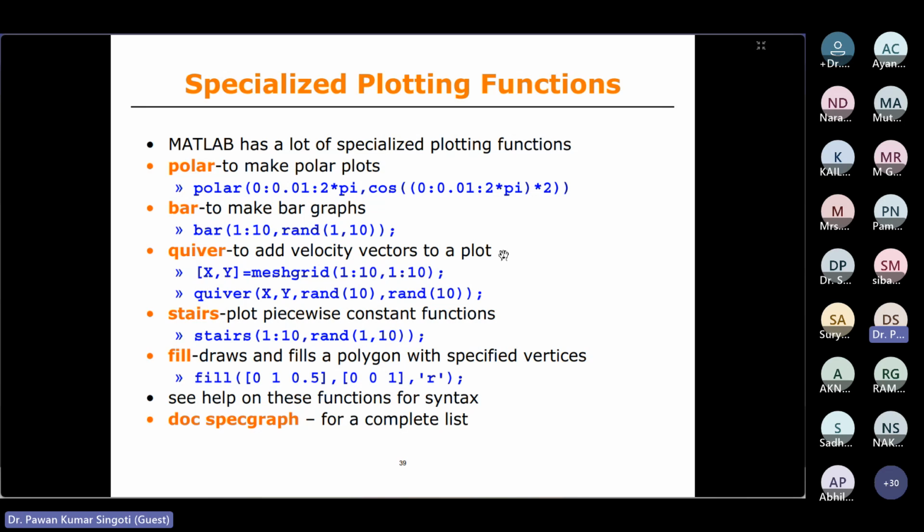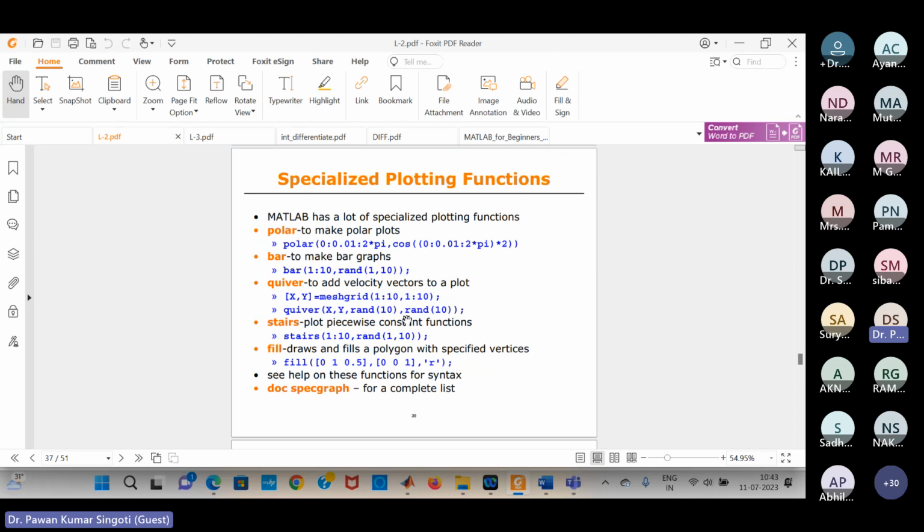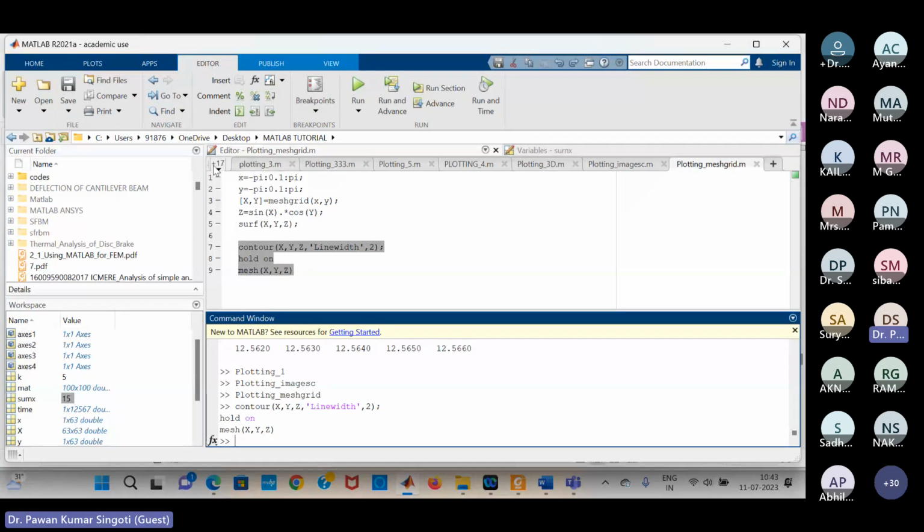What do polar plots mean? It will show a rotation. You can see theta from 0 with an increment of 0.01 to 2 pi, comma cos of theta with the same increment. How it will look, we will also see. Polar, bar, quiver, stairs, fill. These are some specialized plotting functions. So we will go to this one.